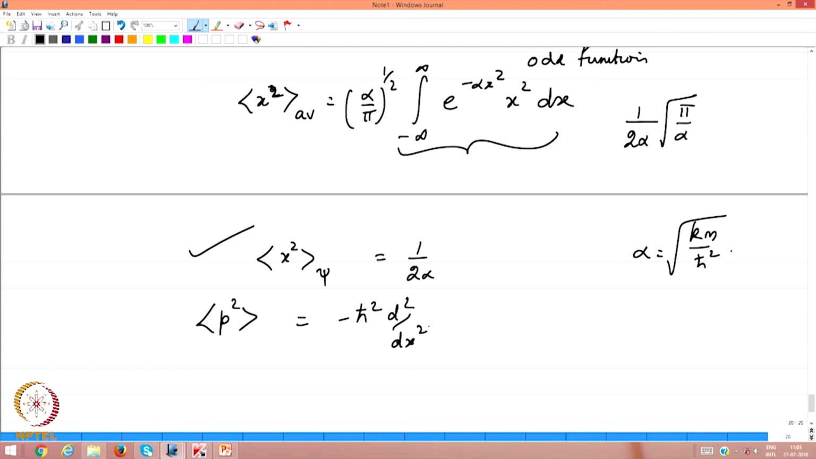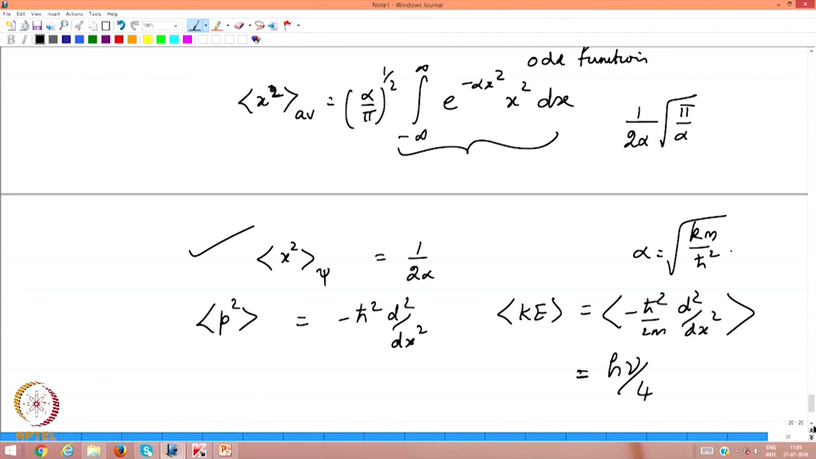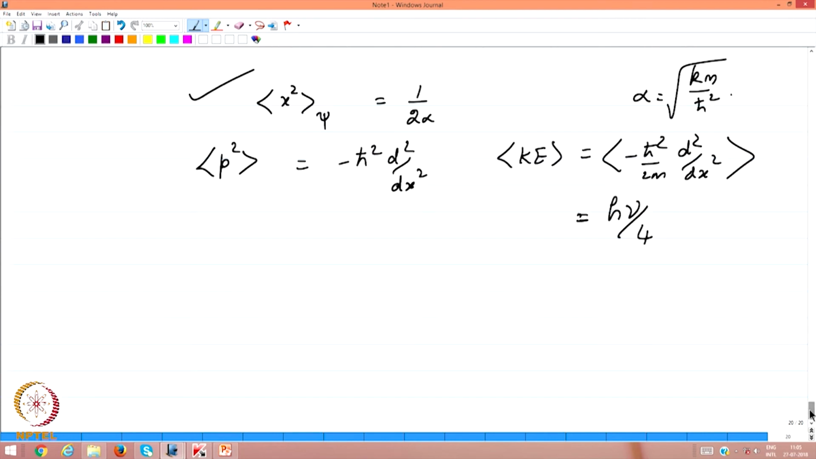So, this is known. P square average, please remember P square is minus h bar square d square by dx square. And we just calculated that the average value of the kinetic energy, which is the average value of the operator minus h bar square by 2m d square by dx square, is h nu by 4. Therefore, you can immediately see that the p square average should be 2m times this. Therefore, you have 2m h nu by 4, which is m h nu by 2. This is the p square average.